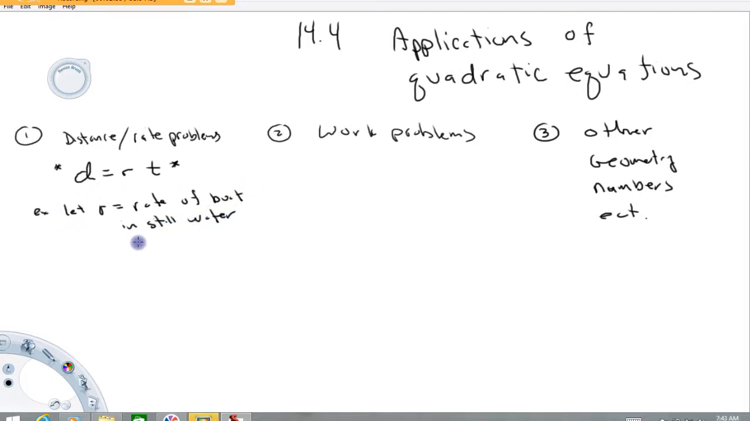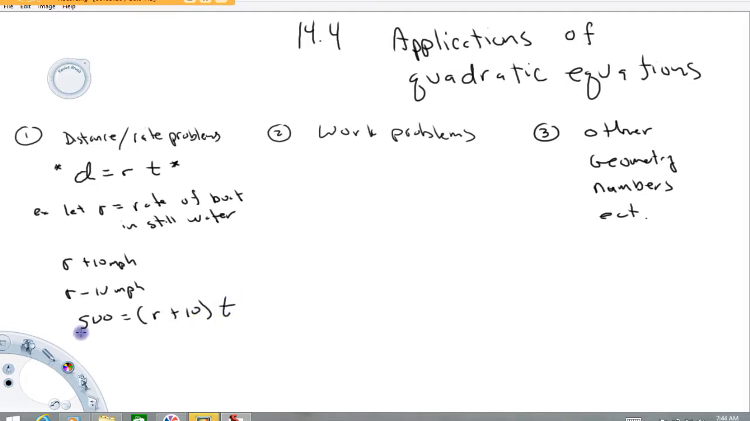Now again, I just write this down as an example. This is going to vary case by case. After you define your variable, see if you can describe other things with it. For example, if the boat's going at a rate R in still water, it's going to go maybe R plus 10 miles per hour with the current, or R minus 10 miles per hour against the current. Then set up an equation. These problems will typically look something like, this boat can go 500 miles in 20 hours with the current.